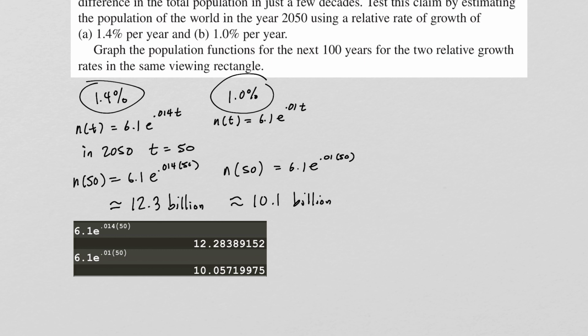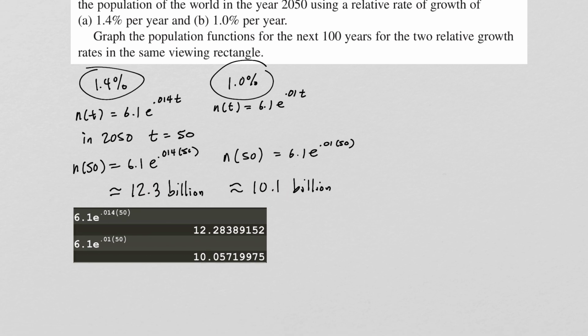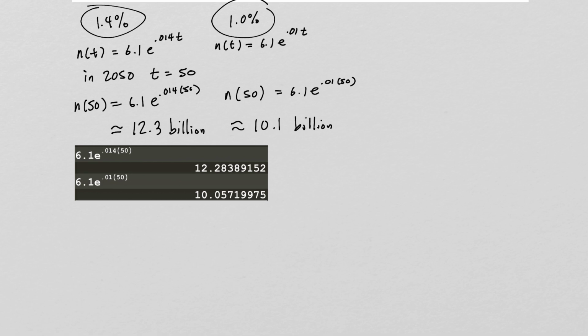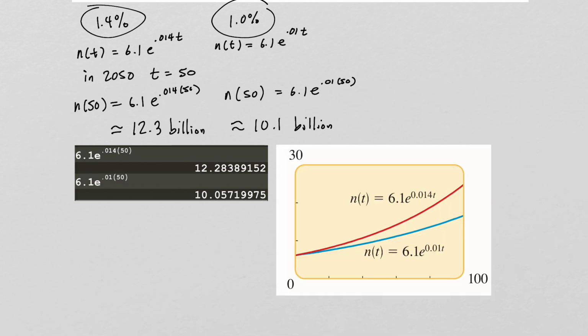However, you can see that even just a small increase, so this growth rate is just 0.4% larger than this growth rate, gives you significantly more people in 50 years. So now let's just go ahead and graph both of these. And as you can see, they both start here at 6.1 billion. The 1% growth rate gives you an increasing exponential function. And the 1.4% growth rate also gives you an increasing exponential function.